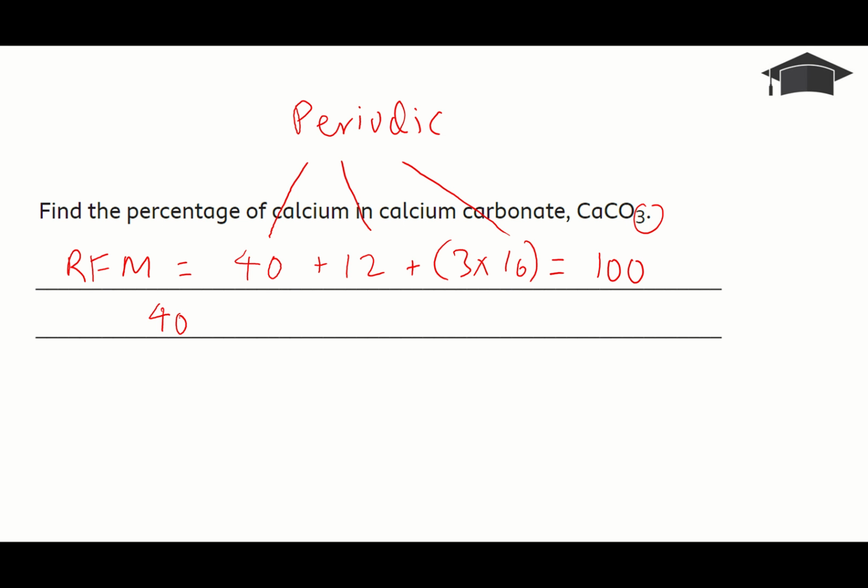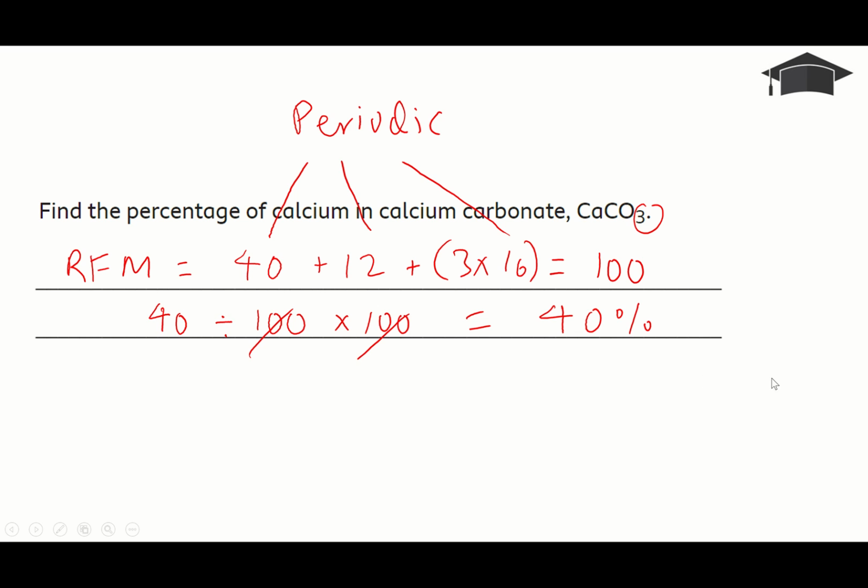Okay, so 40 divided by the RFM, which is 100, multiplied by 100, which is essentially cancelling each other out, equals 40%. So we can now say that calcium comprises 40% of the molecule of calcium carbonate, or the compound. Okay, so there is 40% calcium in calcium carbonate, and that's the percentage composition.